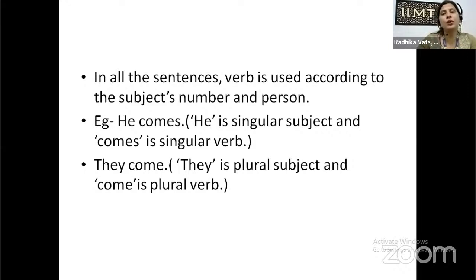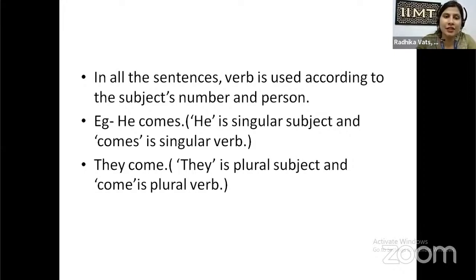And this whole thing depends on what? It depends on the subject's number as well as the person. So you can see the example in front of you. He comes. First of all, if I talk about "he comes", what is the action here? We can understand. Again, read "he comes". So comes is basically the verb, the action that is happening, and who is doing it? He is doing it, right?